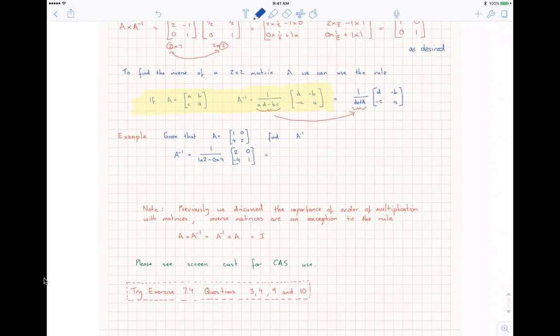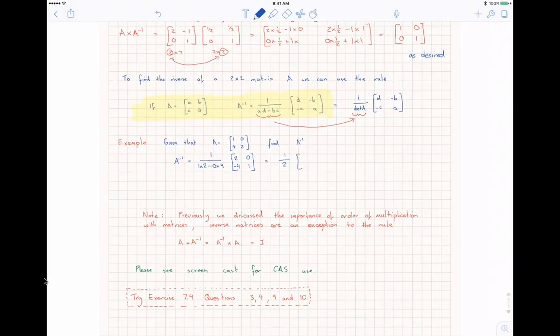So evaluating that becomes 1 over 2. 1 times 2 is 2, minus 0, so we're just left with 2 there. So it's a half times [2, 0; -4, 1]. Now we can leave it like that, or you can multiply through. This is just scalar multiplication, right from exercise 7.2. We take the scalar out the front and multiply it by all the values inside the matrix. So half of 2 is 1, half of 0 is 0, half of minus 4 is minus 2, and half of 1 is just a half.